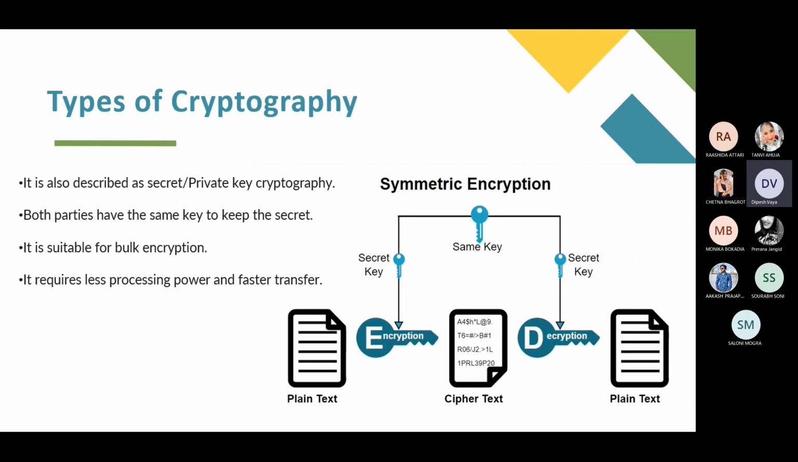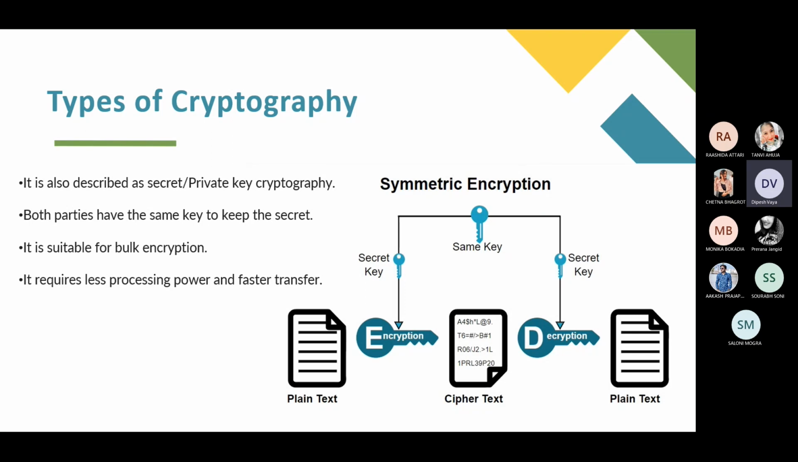So as I told you, we have two types of cryptography. The first one is symmetric and another one is asymmetric. Symmetric means similar. So let's say I am using the same key for encryption and decryption, meaning for converting plain text into ciphertext I am using a key, and the same key I am again using for decrypting, to convert ciphertext into plain text. So we are using the same kind of key, a secret key. Then we will call it symmetric key encryption. Is it clear?